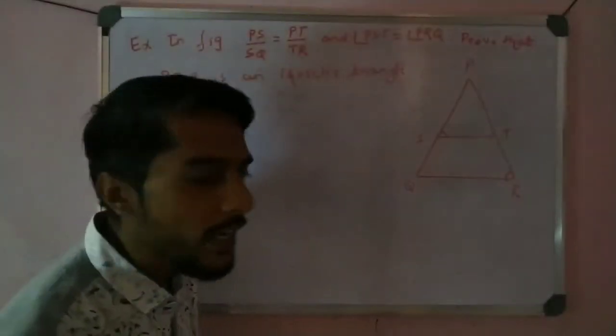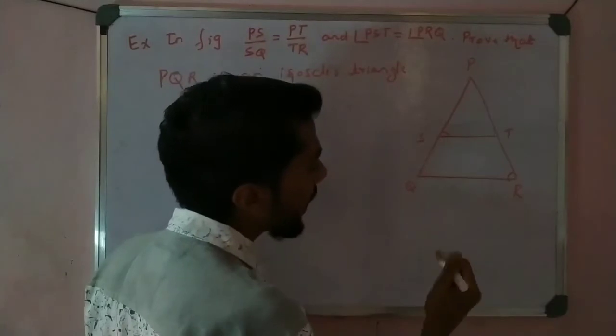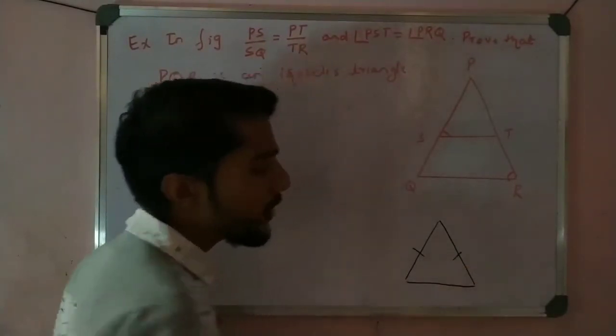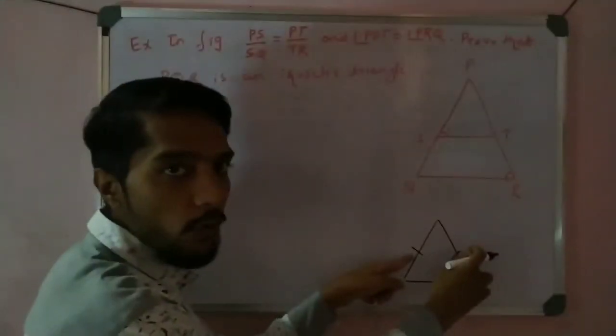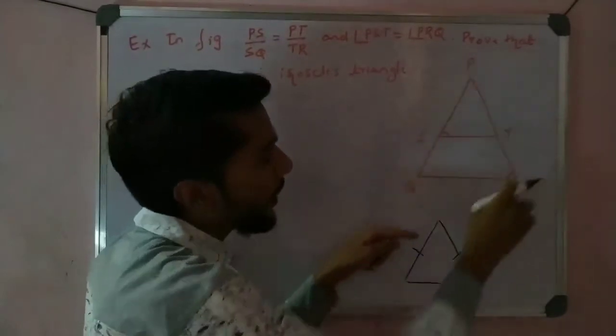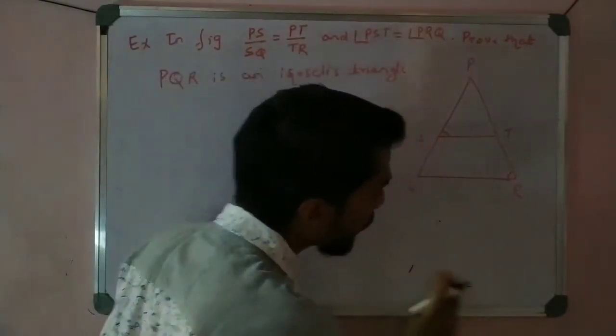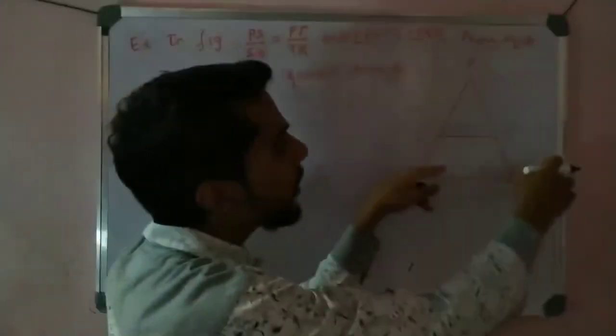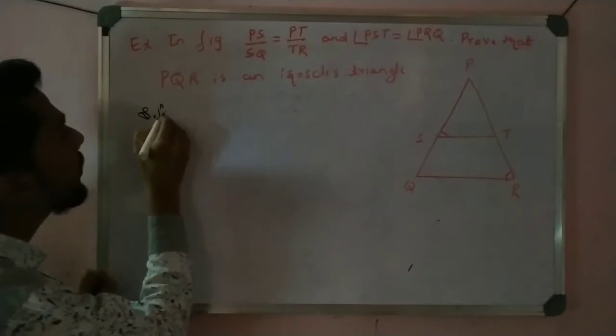So what is the definition of an isosceles triangle? An isosceles triangle is a triangle in which two sides are equal, meaning these two sides are equal. If these two sides are equal, it is an isosceles triangle. So we have to prove that PQ is equal to PR. That is our proof. If these two sides are equal, it is an isosceles triangle. Okay, so simple. See here, the solution.